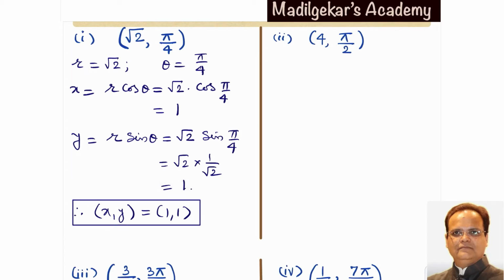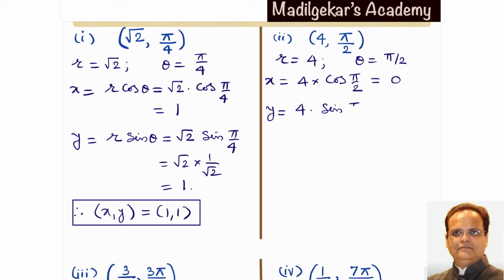Next bit. In this example, r is given 4 and theta is pi by 2. X is r cos theta, means 4 cos pi by 2. Cos pi by 2 is 0, so x is also 0. Y is r sin theta, means 4 sin pi by 2. Since sin pi by 2 is 1, y is 4. So the required Cartesian coordinates are 0, 4.